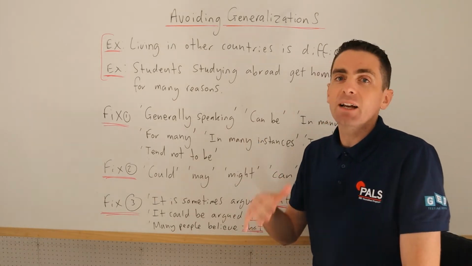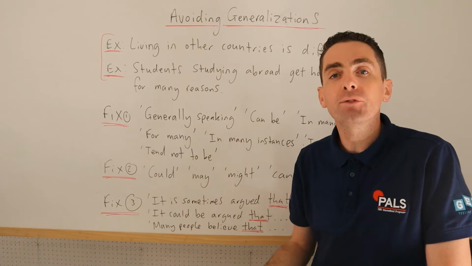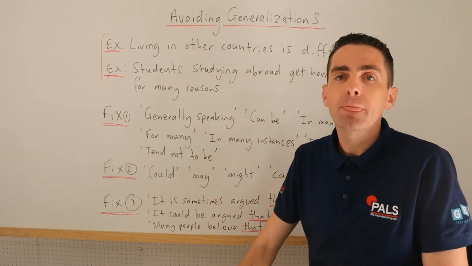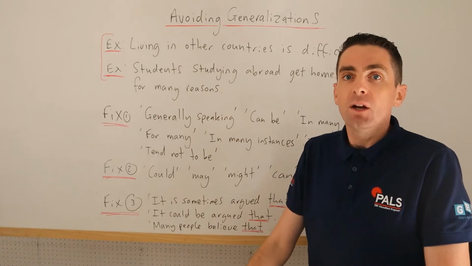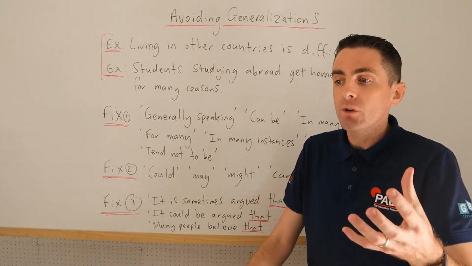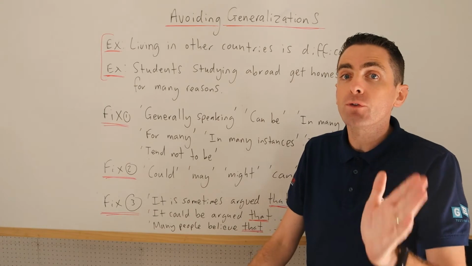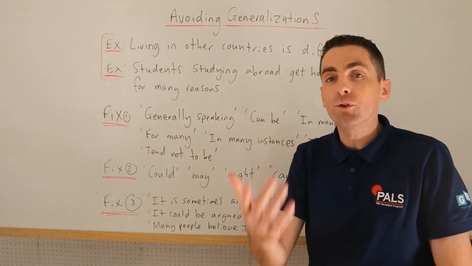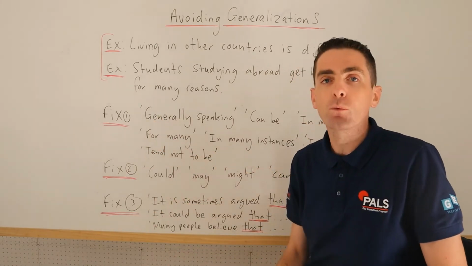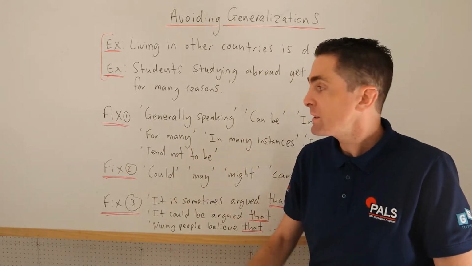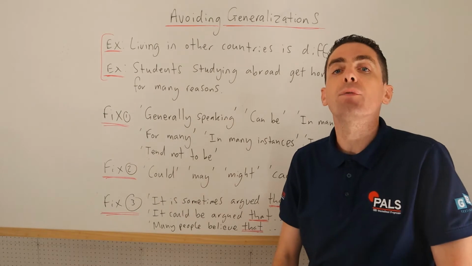So this is a sign of weak writing. And when you have to write the discussion essay, or discussion essay with opinion, in task 2 for IELTS, you'll find it's very easy to fall into the trap of generalization. I don't want you guys to do that. So how do we fix it? That's the question. There are 3 different ways that you can do this. Fix 1, fix 2, and fix 3.